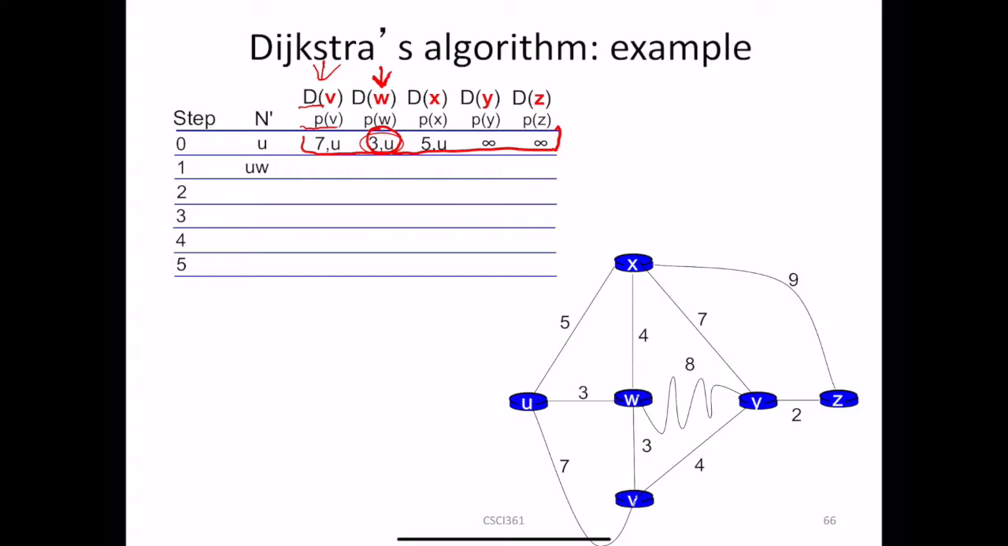So first, let's see from U through W to V. For this path, the cost will be 3 plus 3, this link UW plus WV, which equals 6W. Since the old value 7 is greater than the new value 6, we can replace the old value with 6 for the path from U to V.